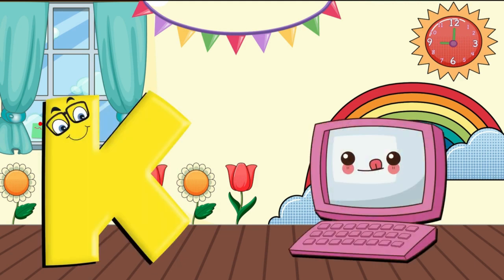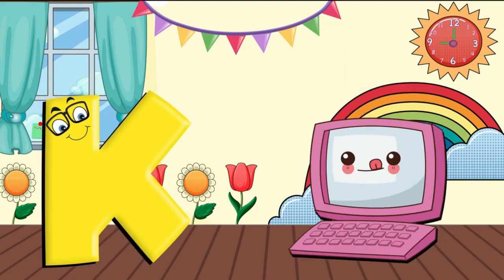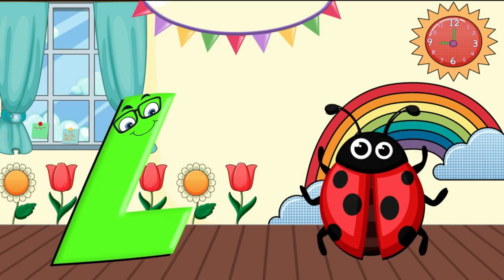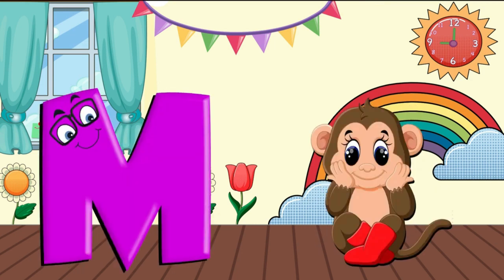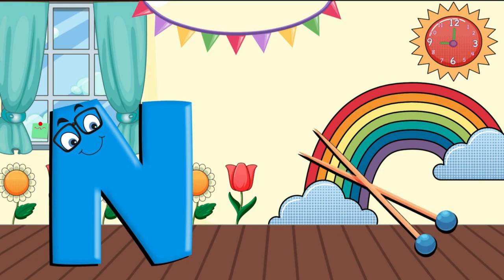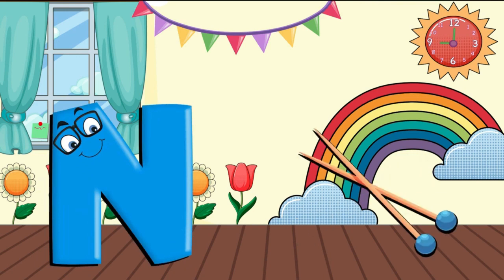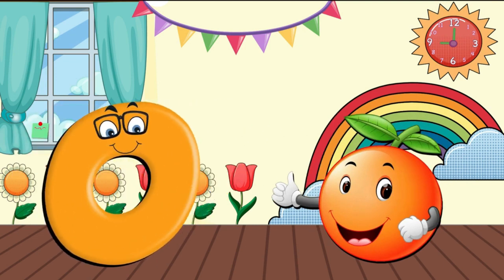K is for keyboard. K, keyboard. L is for ladybug. L, ladybug. M is for monkey. M, monkey. N is for needle. N, needle. O is for orange. O, orange.